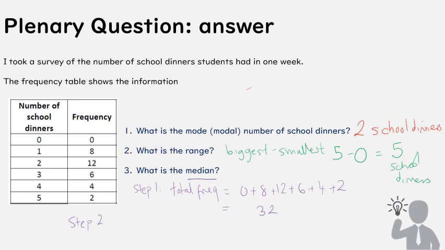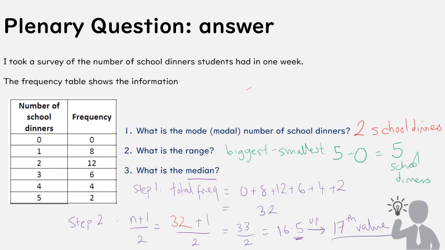Step 2 is we plug it into (n + 1) divided by 2. Well, the n is 32, what we've just worked out, the total frequency. 32 add 1 is 33. And 33 divided by 2 gives us 16.5. Remember, if we get 16.5, if we get a 0.5 in there, we always round up. So that's got to be the 17th value is what my median is going to be.